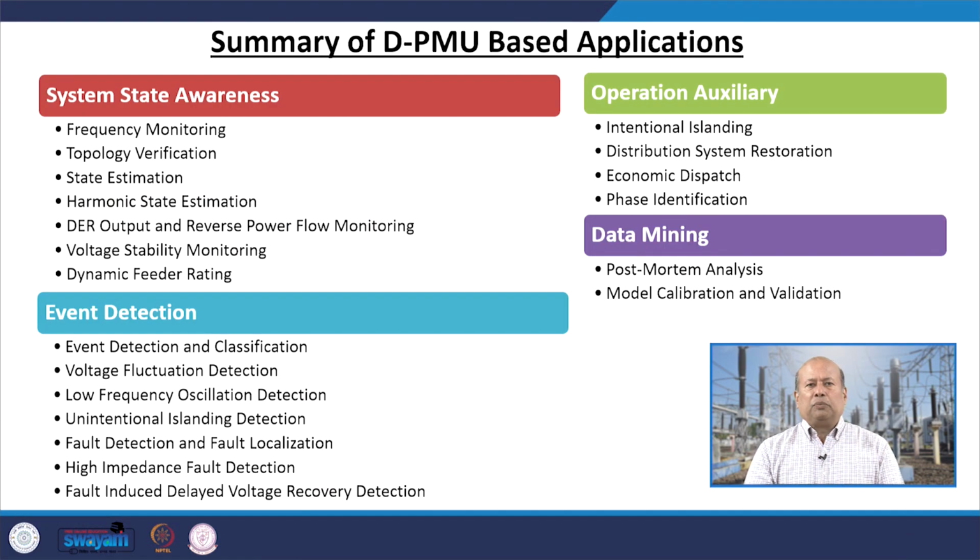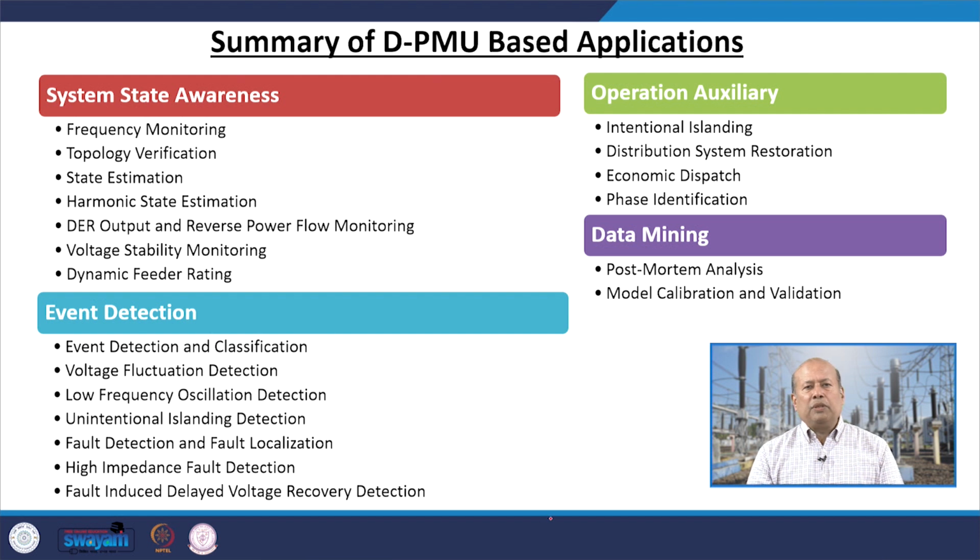Now, summary of distribution PMU based applications, there are many, but to specify a few: system state awareness, under which we can do frequency monitoring, topology verification, state estimation, harmonic state estimation, DR output and reverse power flow monitoring specific to renewable energy, voltage stability monitoring, dynamic feeder rating. So, these are all system state related issues that can easily be monitored using distribution PMU, that is phasor measurement units.